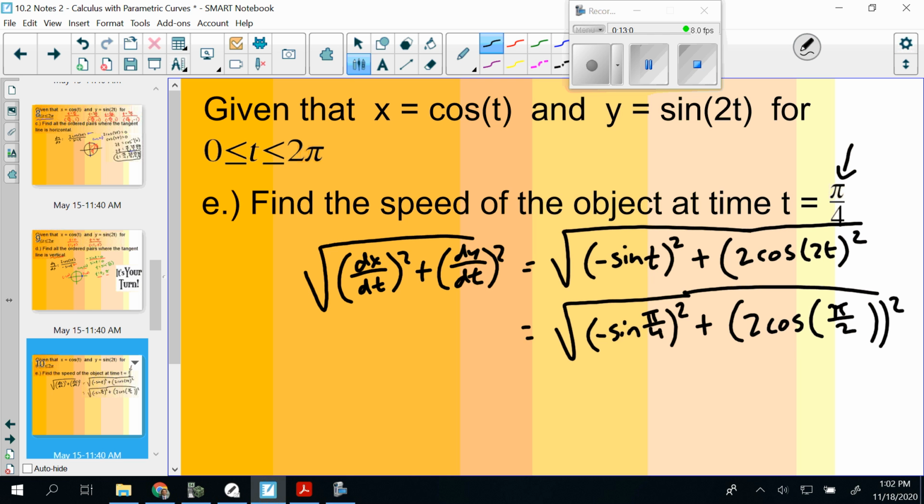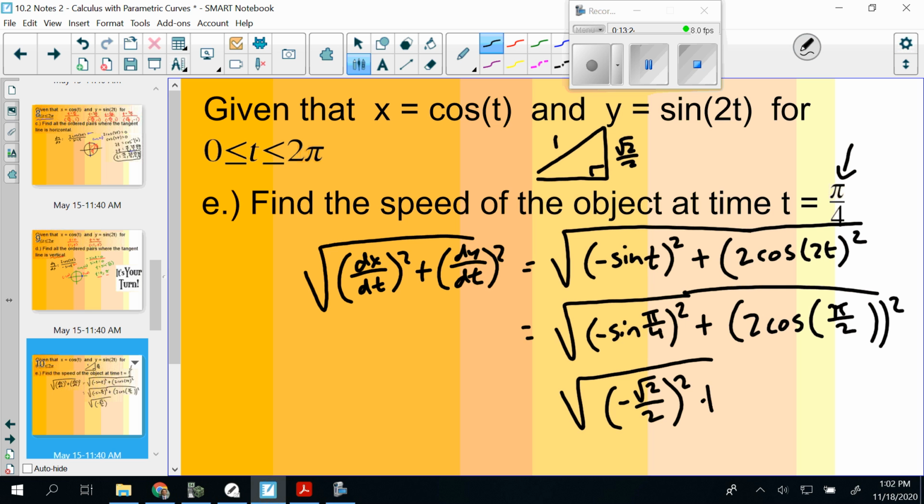All right, so now we have to find those values. Sine of pi over 4, think of that 45-45-90 triangle again. That's going to be square root of 2 over 2. With the negative sign it makes it negative, but it's not going to matter anyway because we're going to square it. Plus cosine of pi over 2, that's at 90 degrees. The cosine value there is going to be 0.